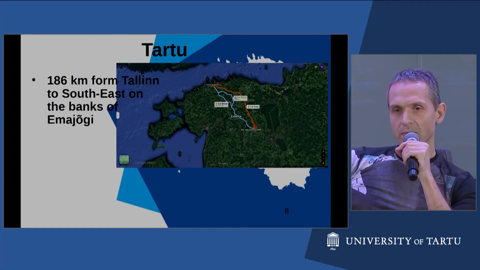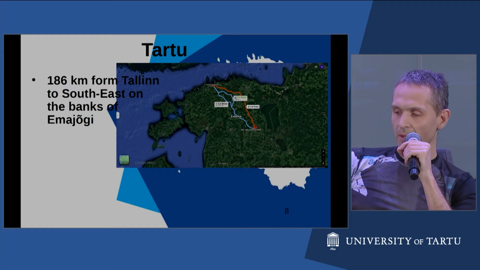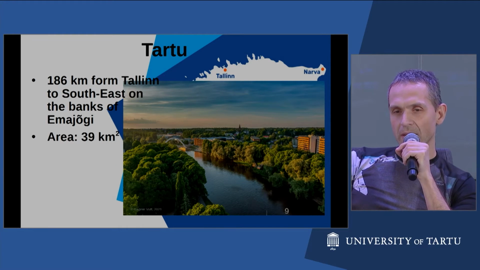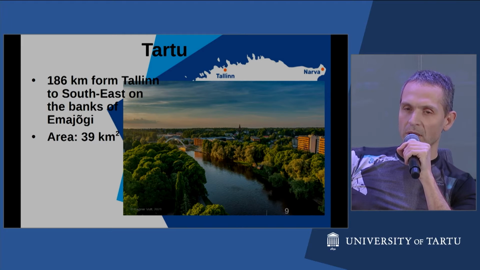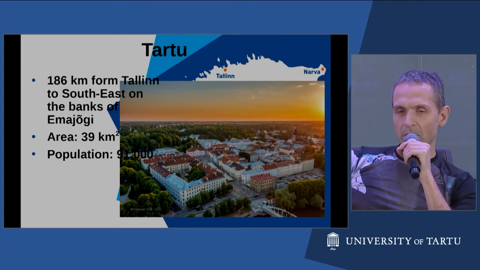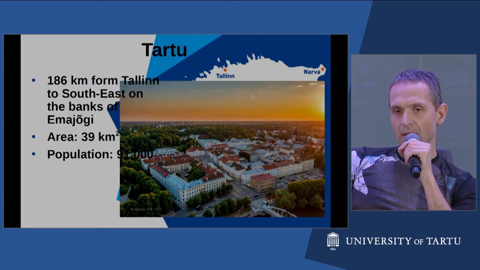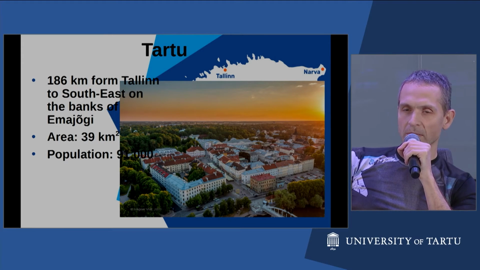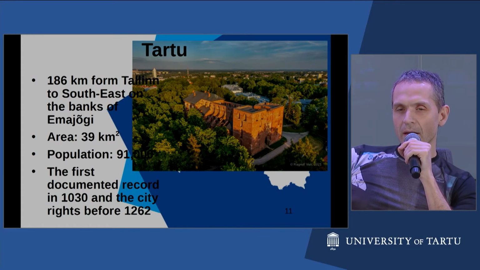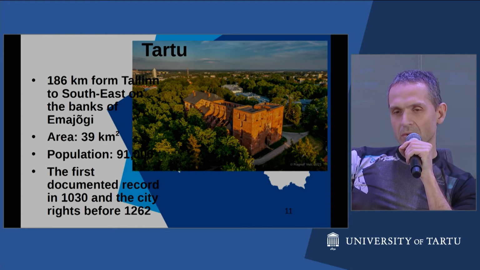The first place you reach, probably, if you come to Estonia by plane, is Tallinn, and then you have to travel southeast about 200 kilometers, to where Tartu lies on the banks of the Emajõgi. The area is roughly 40 square kilometers. The population, including students, doesn't exceed 100,000. And the first mention was in 1030 because some guy just burned it down.